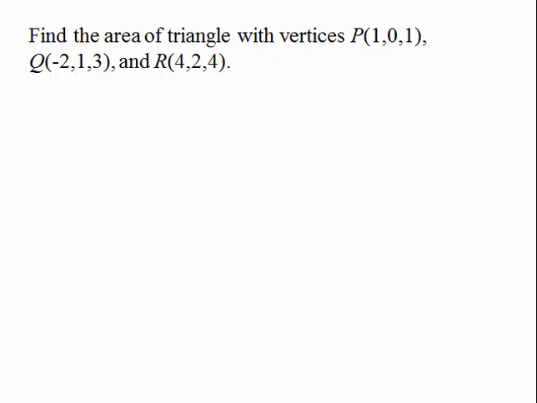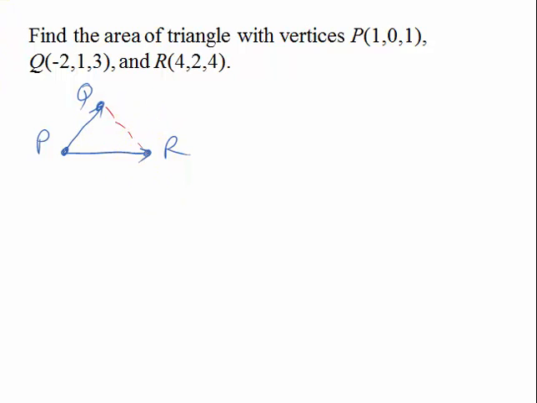So we're going to find the area of a triangle with vertices P, Q, and R. What does this have to do with what we've been doing? Well, let's go ahead and make some vertices P, Q, and R. And if we made vectors PQ and PR, and then we join this other side, we would have this triangle.